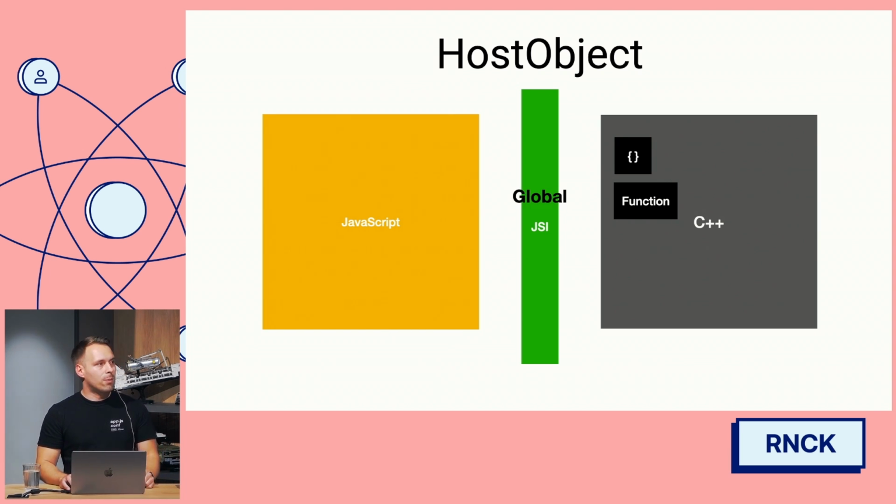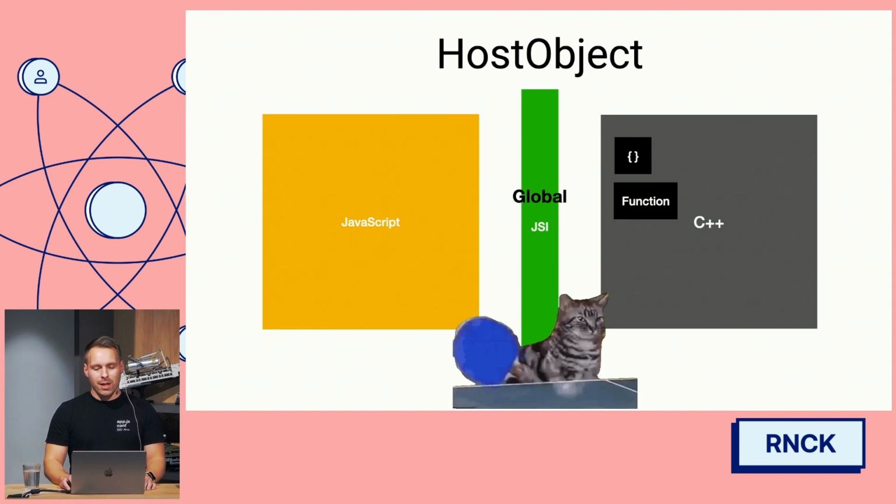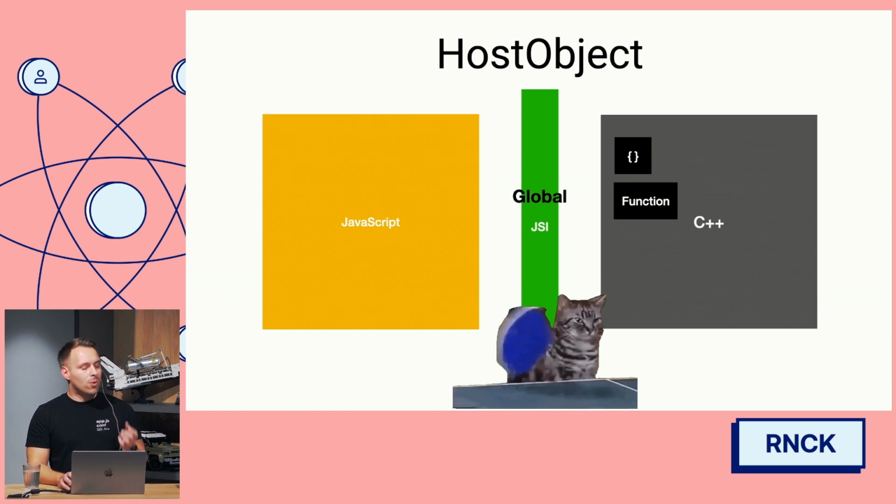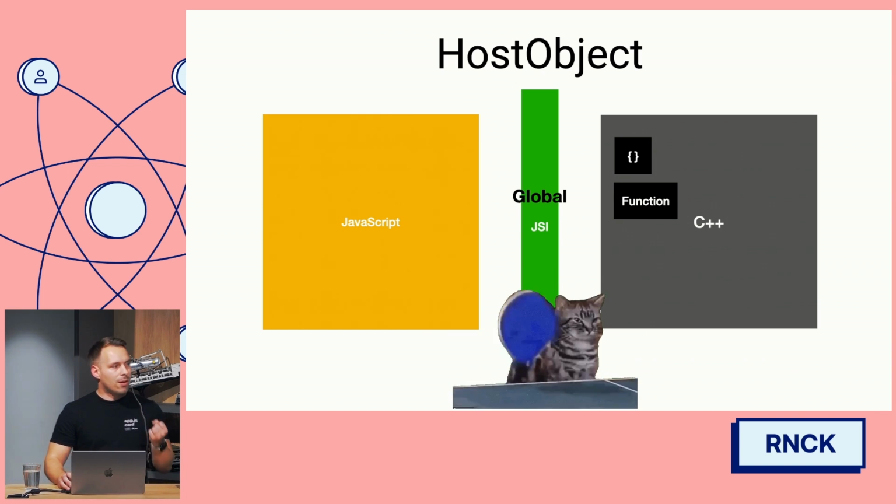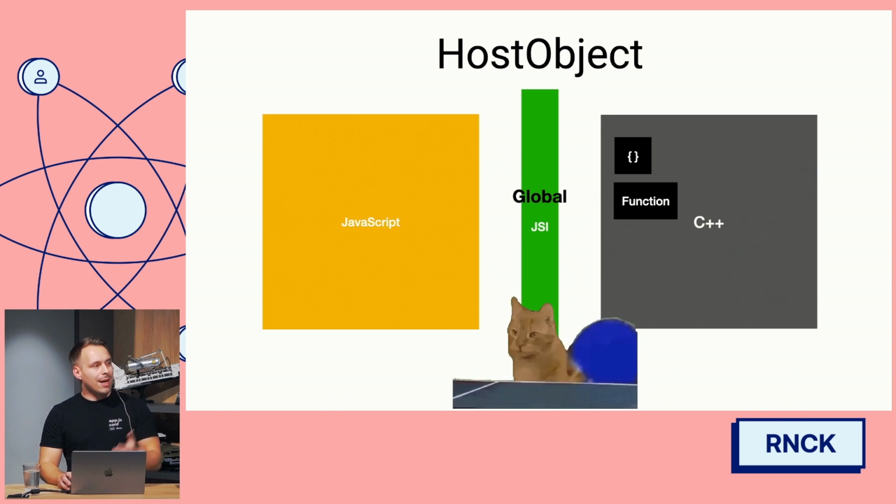It's done with global. So for the web, we have the window object. For Node.js and React Native, we have global. We can access some C++ host object stuff with the global. And for me, it's like a ping pong because you can't catch the ball. It's either on the C++ side or the JavaScript side.